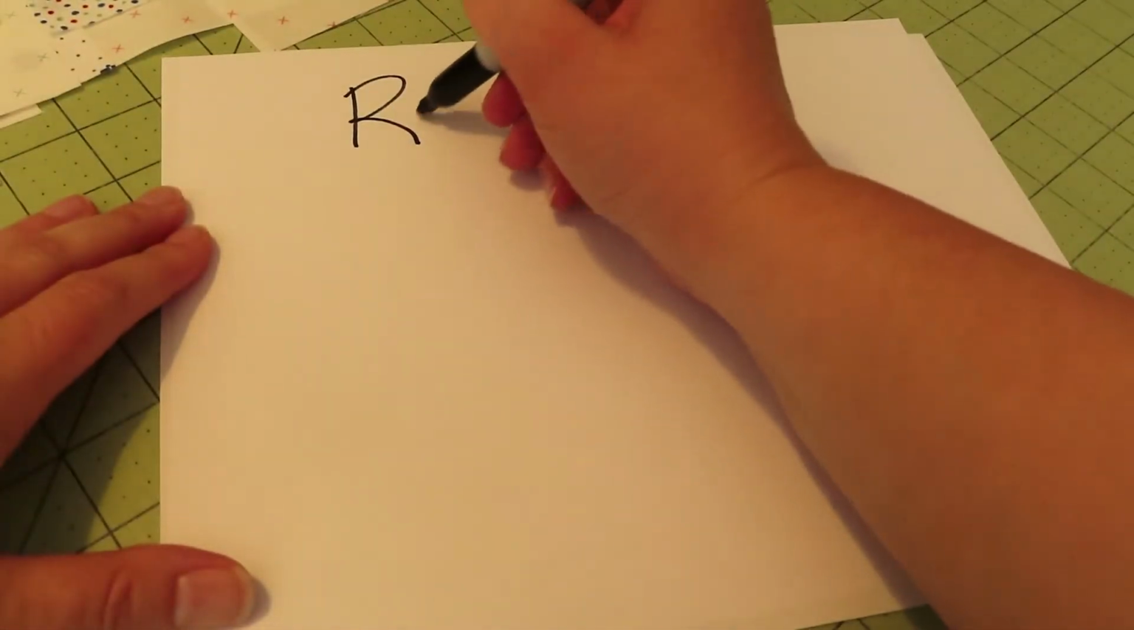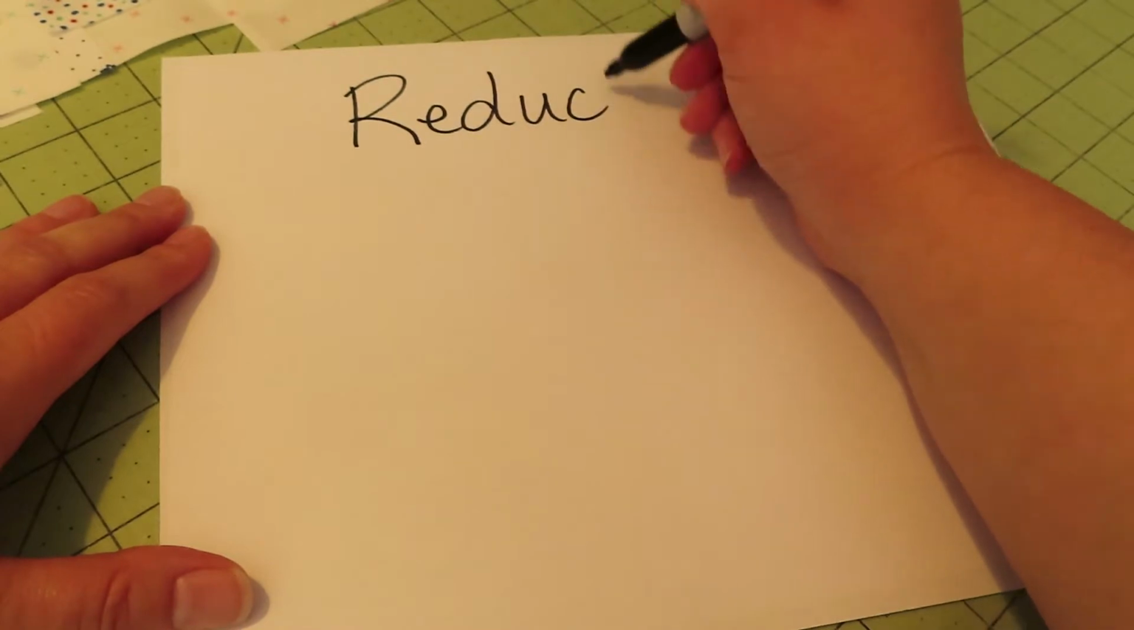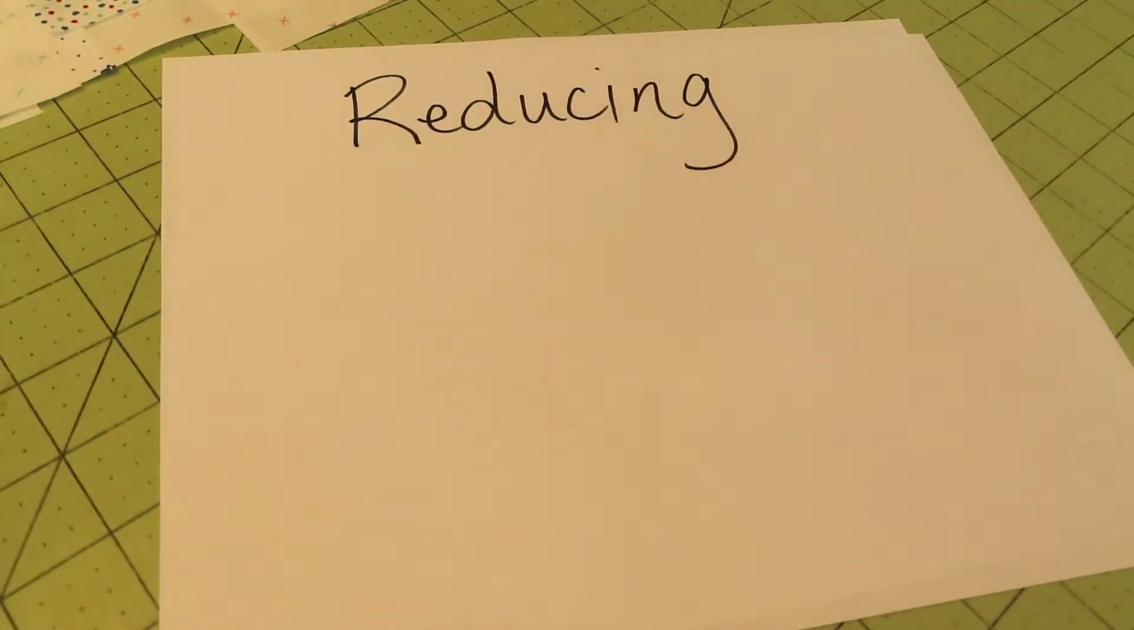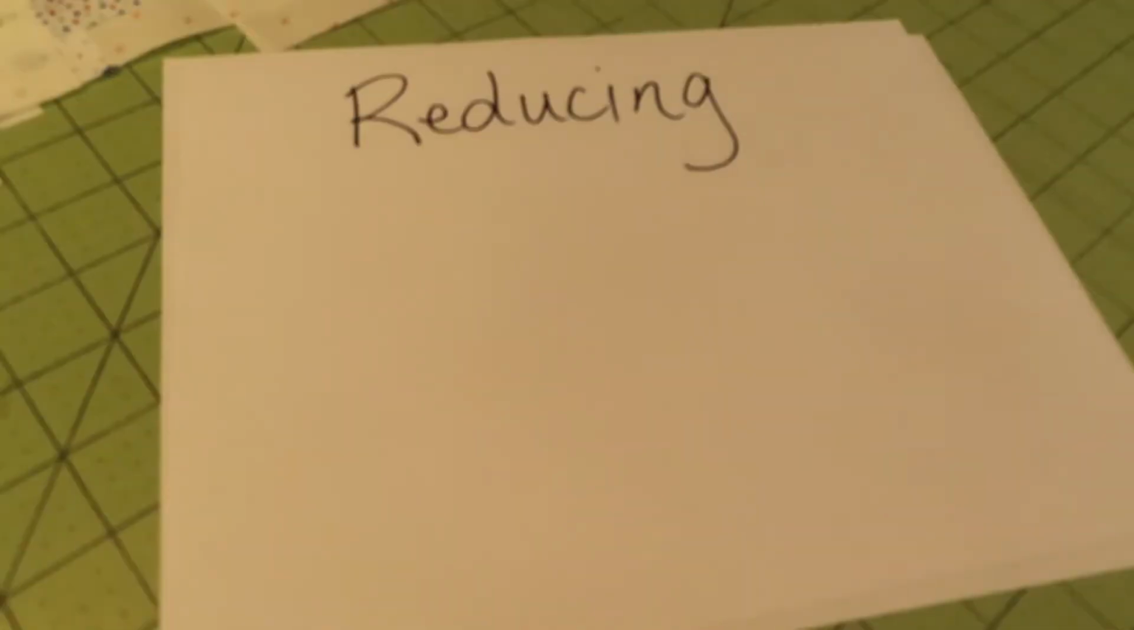Let's talk about reducing block sizes now. Going from a larger block size to a smaller. Just like before, you want to make sure you're dealing with finished sizes or unfinished sizes. It doesn't matter which, just as long as you're being consistent.